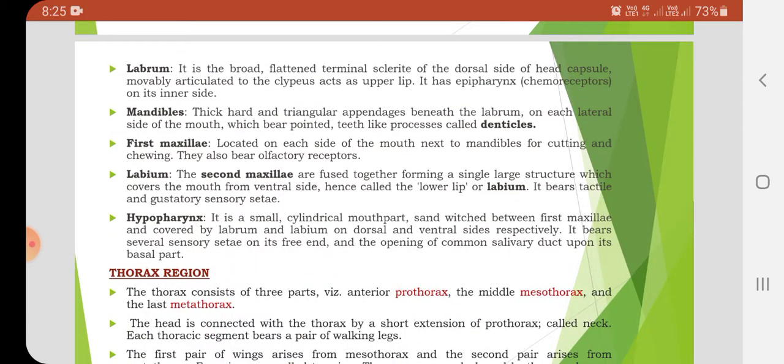Labrum is the appendage of the third head segment and forms the anterior wall of the preoral cavity, so it is called the upper lip. It is a broad rectangular plate which is movably attached to the lower margin of the clypeus. Its lower end is notched and the inner surface has gustatory lining called epipharynx. It serves to hold the food. It is moved by the muscles present at its base.